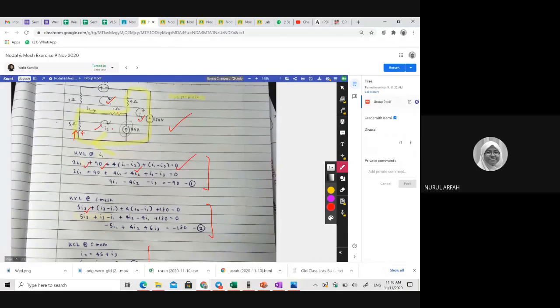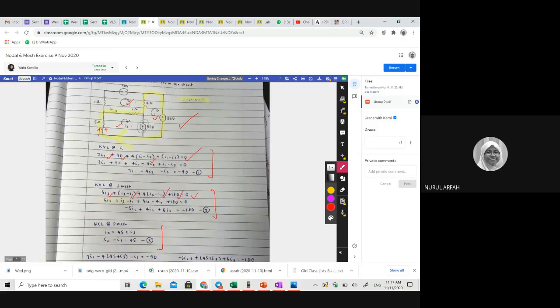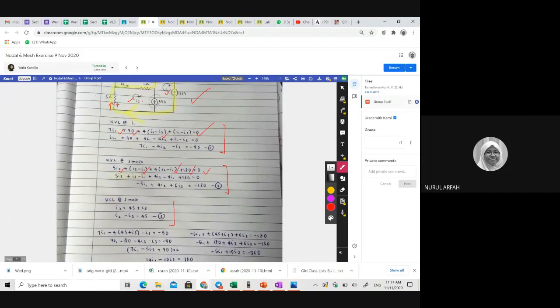It shares between I3 and I1, so I3 minus I1. So this 4 shares between I2 and I1. Yes. And then you have 180. And close with 0. Make sure you always close all the loops equal to 0, because else you will get the wrong answer.